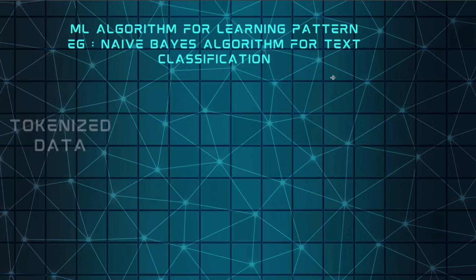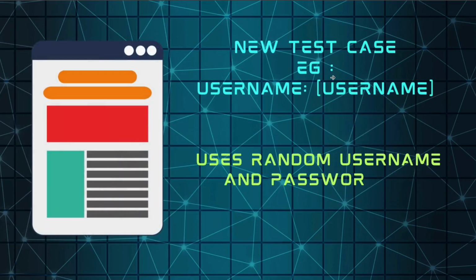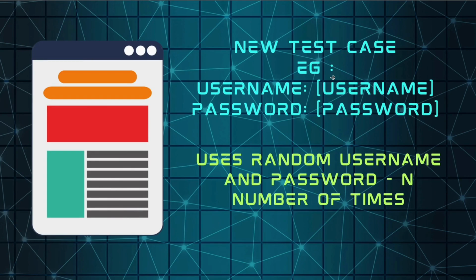Once this is created, the learning pattern is known. It creates a template. If you see here, this is the username, and this is a variable, and this is the password. This is a template. Then it uses random usernames and passwords any number of times you have asked. For example, if you ask it to create a test case with test data for 10 different test data, it will just replace them with different types of test data.